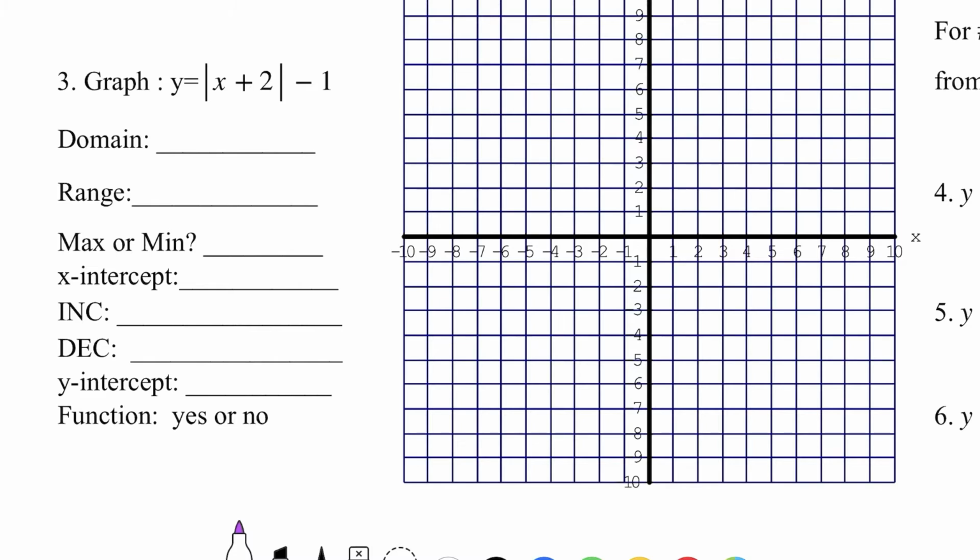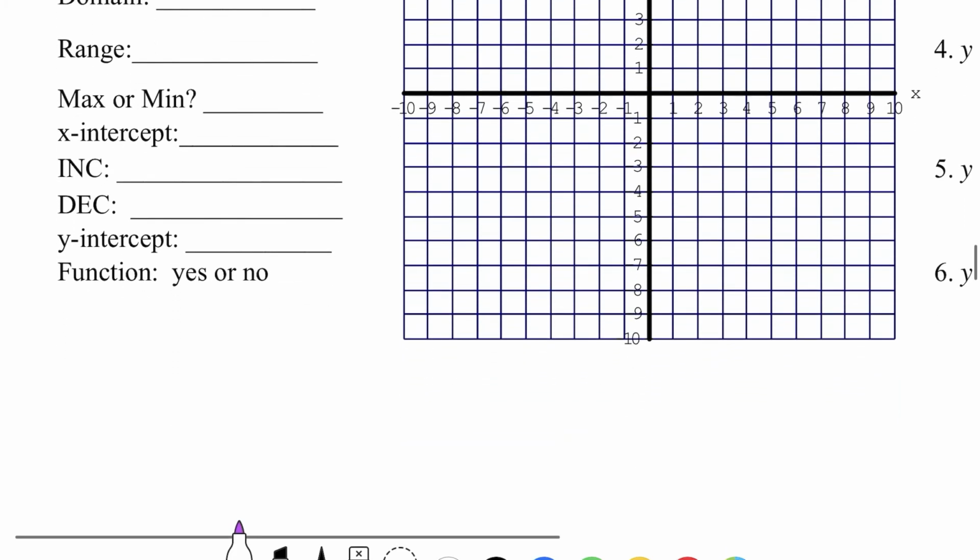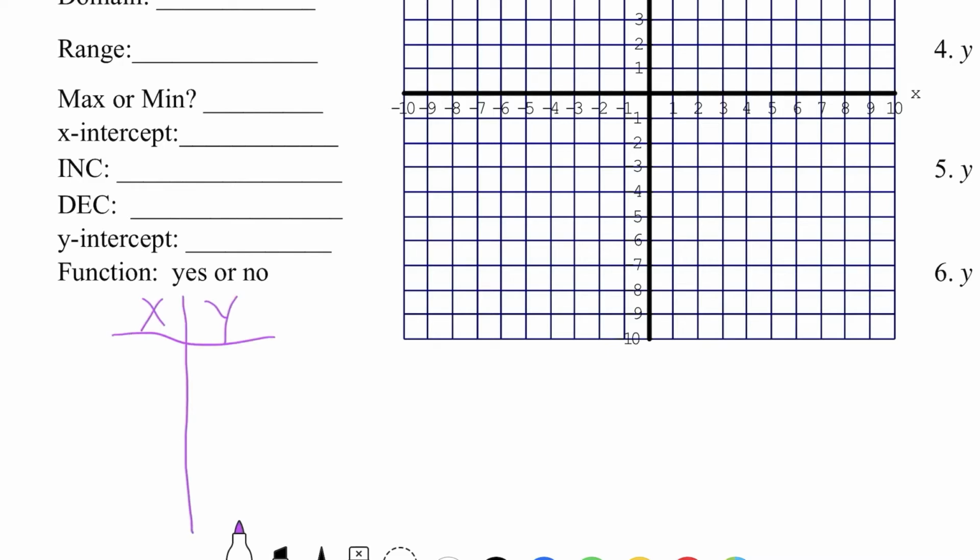To graph this, I would go to second graph to get to your table. Your table is going to look something like this. You're going to have x values, y values, and you're going to have negative 2, 1, negative 1, negative 1, 0, 0, 1, and you can stop there. Remembering that you have to have at least 3 points when you're graphing.